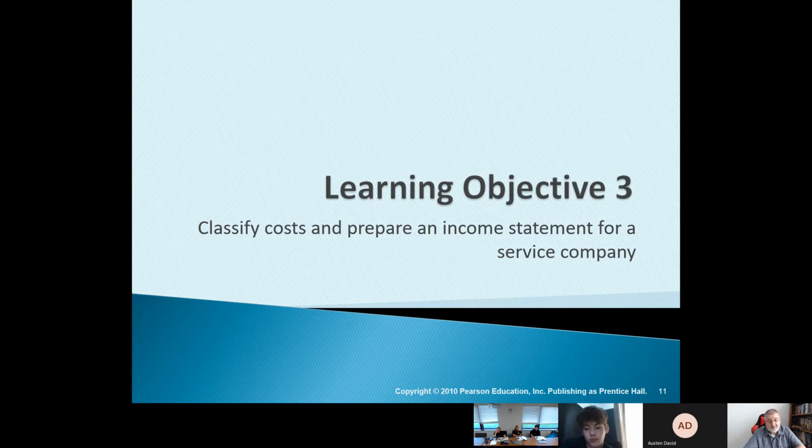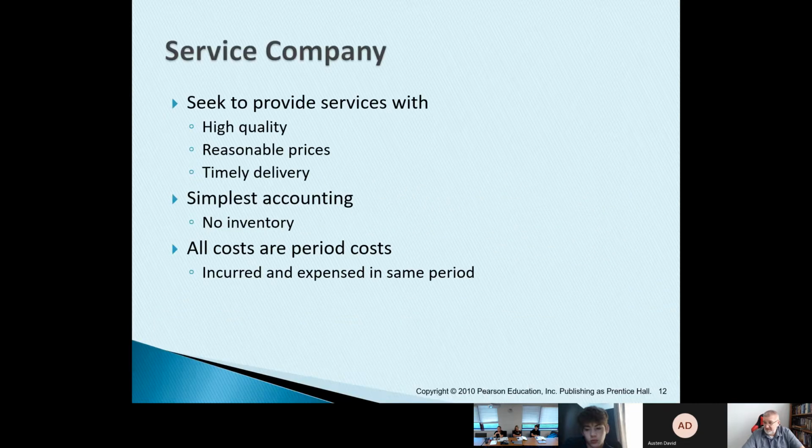So those are examples of service companies. So how do we classify the costs that are involved with a service company? Okay, because the company has costs that they have to deal with, right? Well, let's see if I can make this slide work.